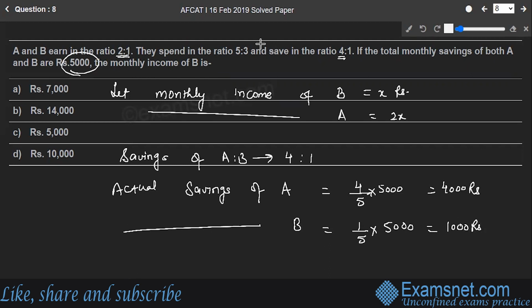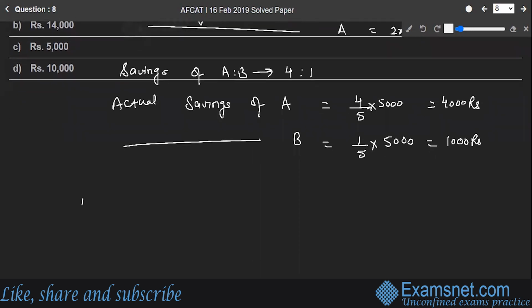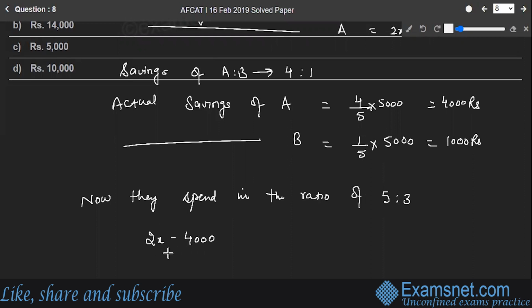They spend in the ratio 5:3. So that means if I'm looking at A, what is the total income of A? It was 2x. If I subtract 4,000 from that, and from x, the monthly income of B, I subtract 1,000, I'll get 5:3, right?